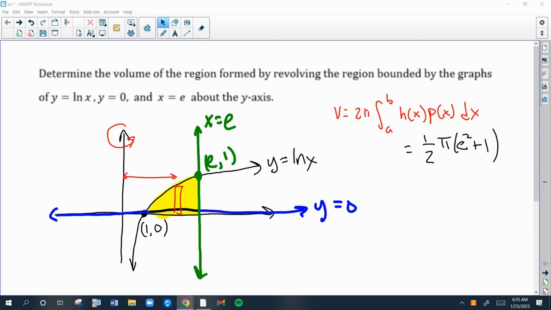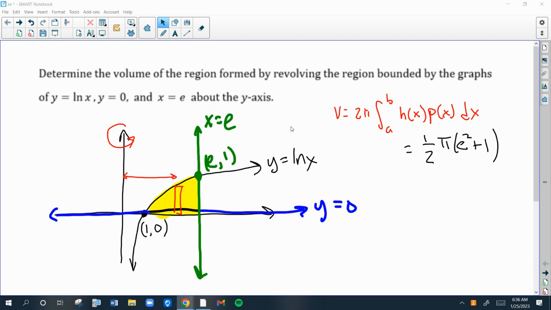All right, we're going to do another volume of revolution. In a previous video, we did this with the shell method. You can read the directions here, and we got this answer. So there is another method. There's the disk/washer method, and we're going to try that and compare the two.